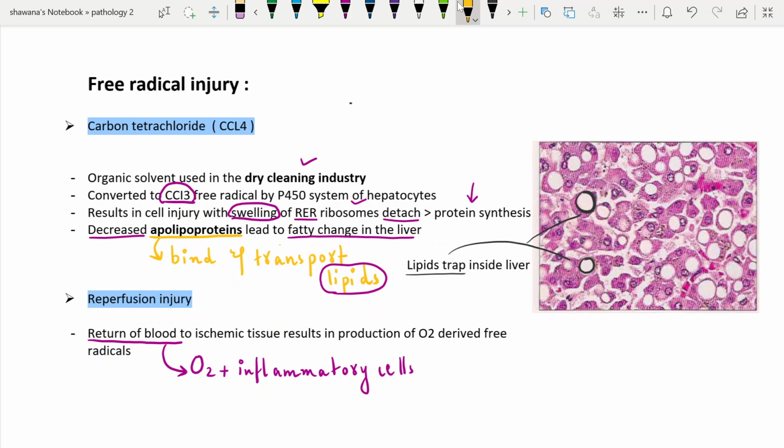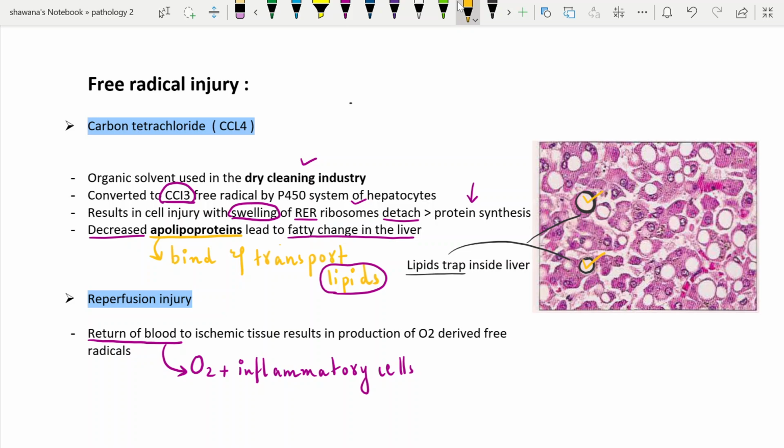So fats and fatty acids and cholesterol and other fatty substances build up inside the liver cells, so it results in the fatty liver changes.